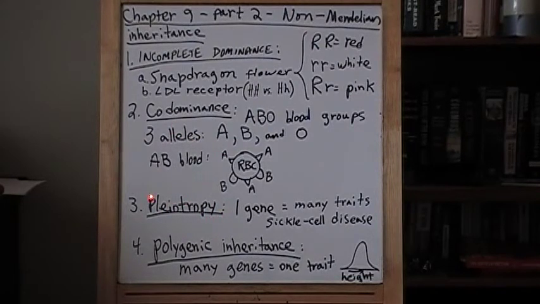The third one is called pleiotropy. Pleiotropy is where a mutation in one gene has many effects. So you get many traits from a single gene. An example of that is sickle cell disease. In sickle cell disease, you have a single mutation in the gene that encodes hemoglobin. And this is the protein that carries oxygen in the blood. One mutation, one amino acid change in that gene, has many effects.